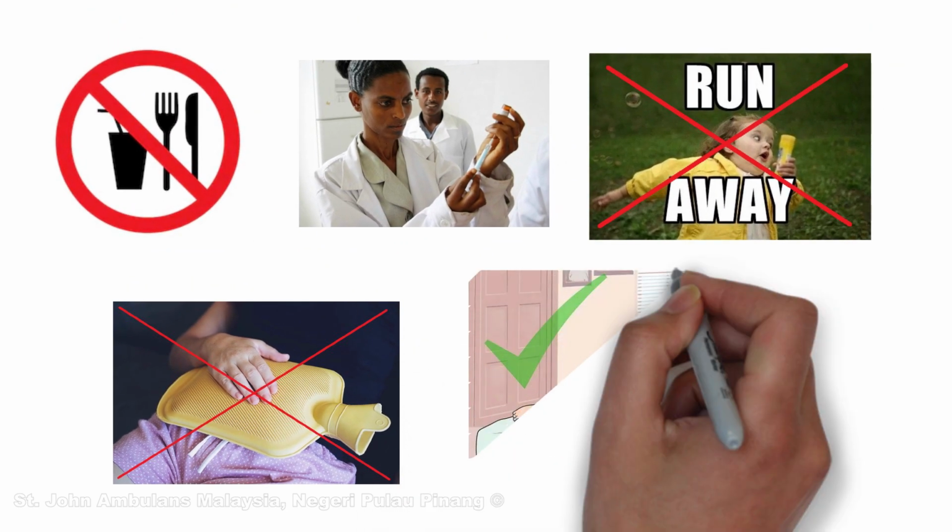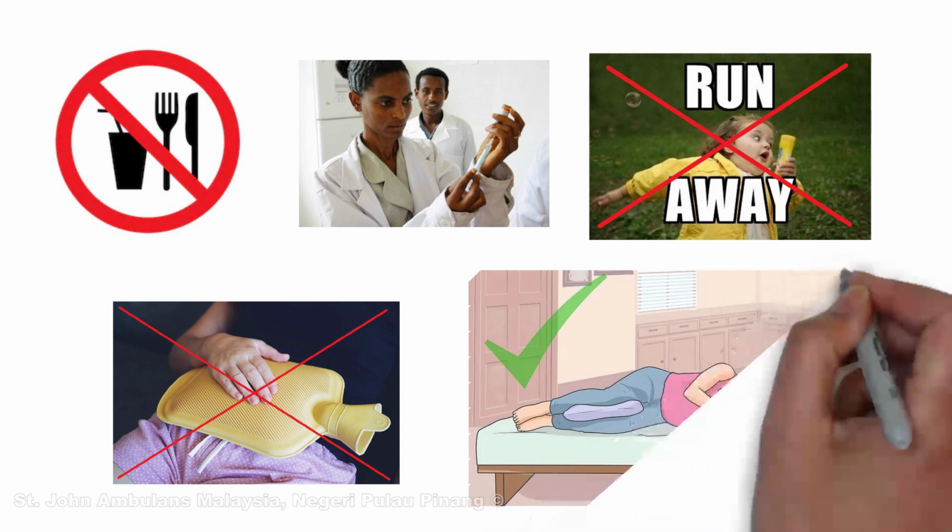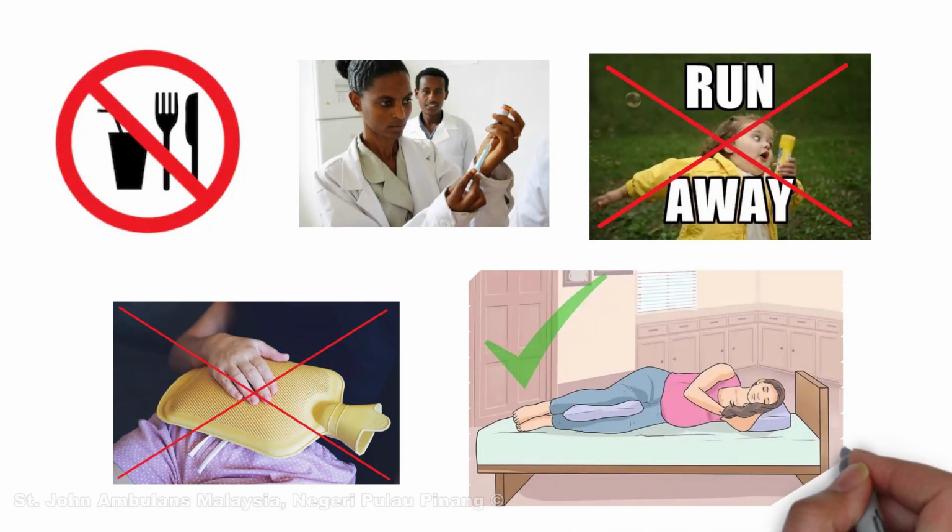If the casualty is in the later stages of pregnancy, help her to lie down leaning towards her left side of the body to prevent the pregnant uterus restricting blood flow back to the heart.